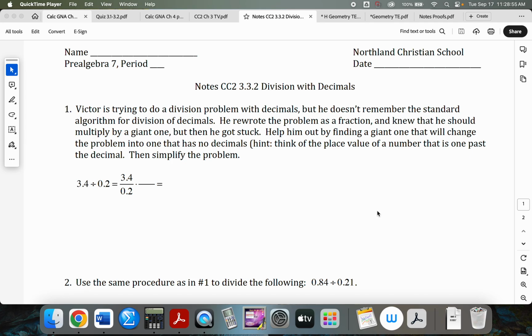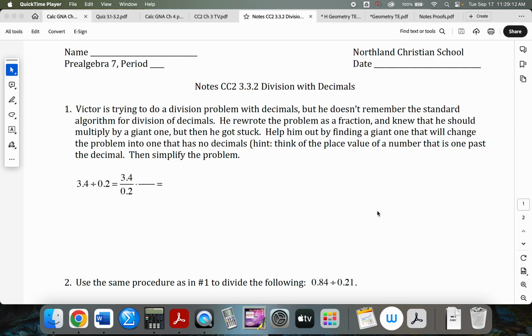Today we're going to talk about dividing with decimals. Again, this is something that you have done in previous classes before, but we're going to talk about why does it work that way? So let's take a look at this first example.